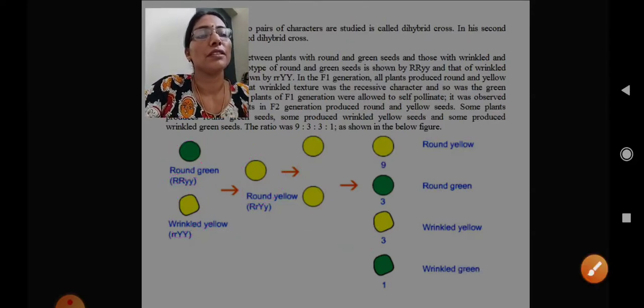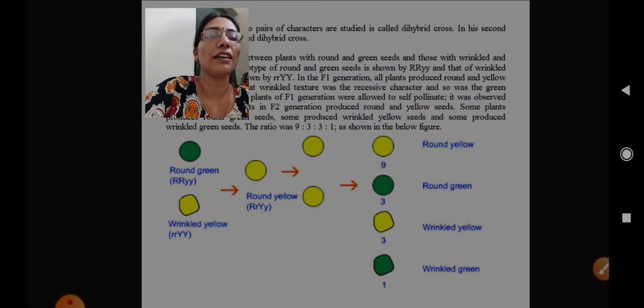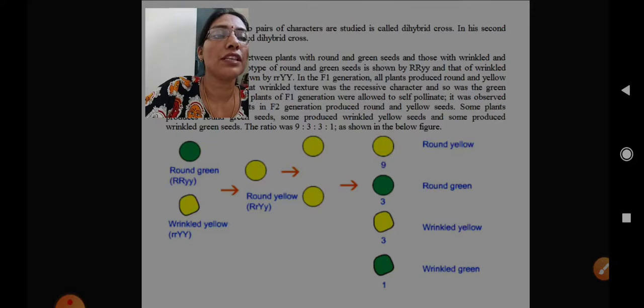So in this, the ratio we can derive is 9:3:3:1. Round yellow, round green, wrinkled yellow and wrinkled green are present in this ratio. So this is dihybrid cross.